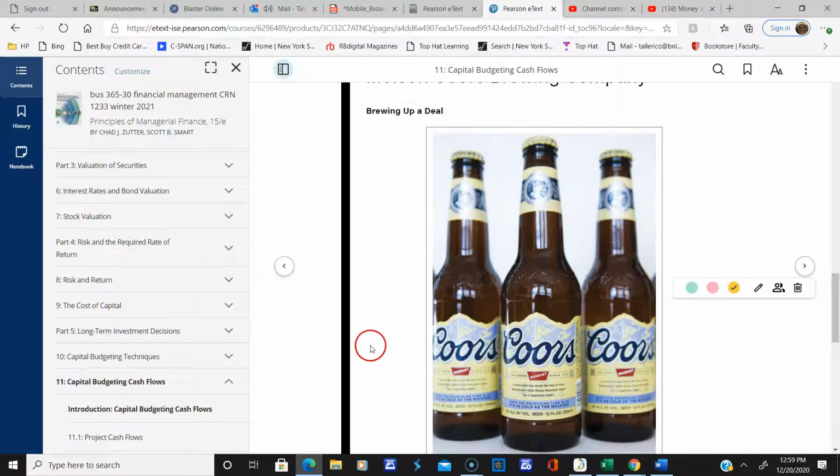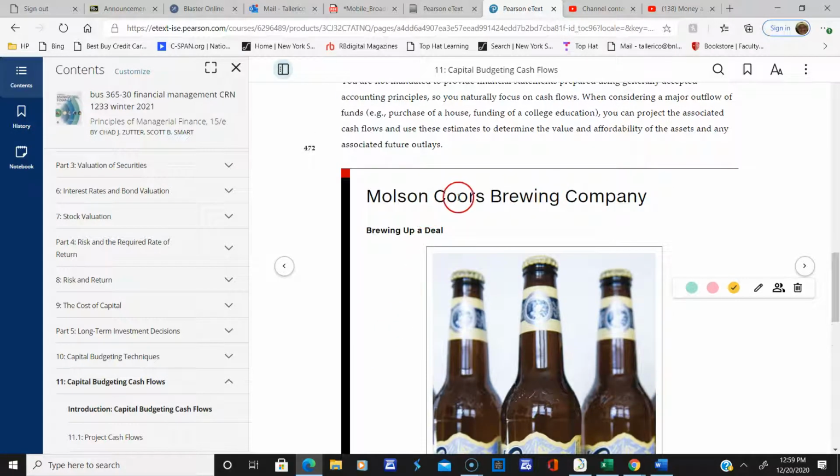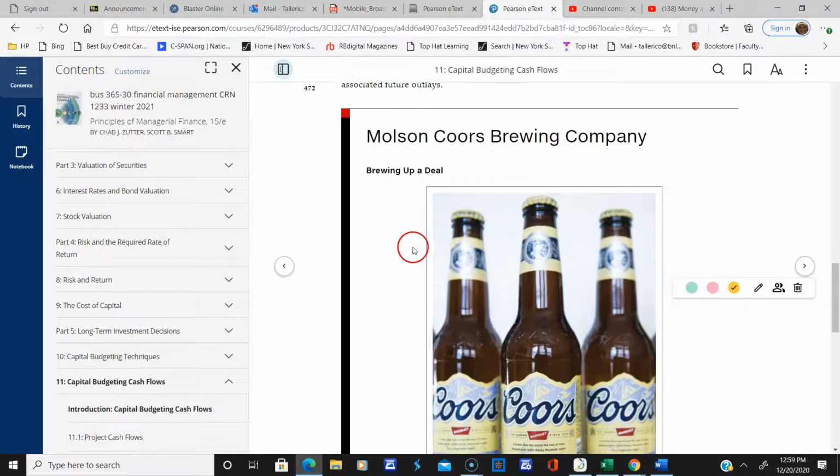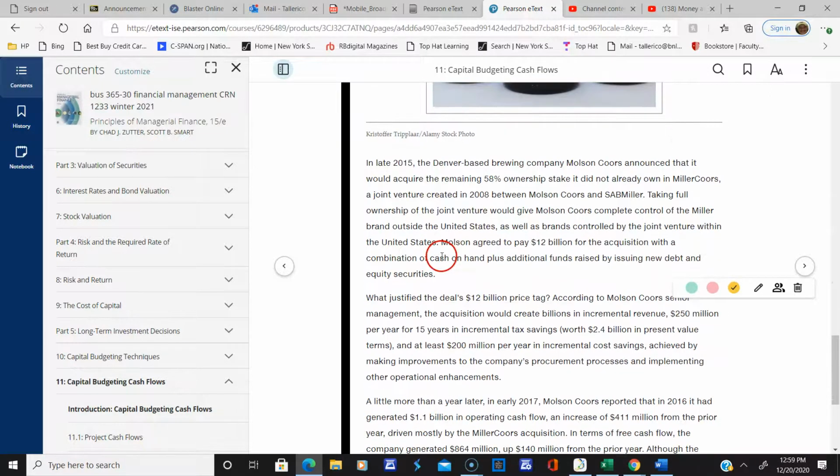Okay, so they talk about Molson's here. Everyone probably knows who Molson is, the brewing company. So in late 2015, the Denver-based brewing company announced that it would acquire the remaining 58% ownership stake it did not already own in MillerCoors, a joint venture created in 2008 between Molson Coors and SABMiller. Taking full ownership of the joint venture would give Molson Coors complete control of the Miller brand outside the United States, as well as brands controlled by the joint venture within the United States.